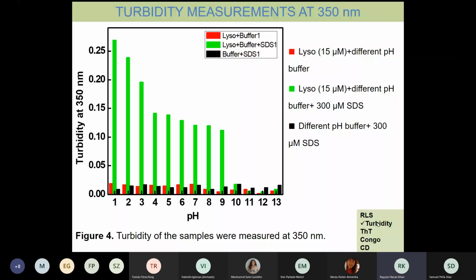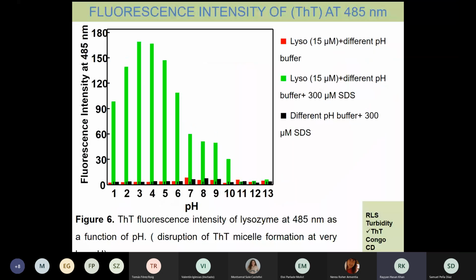Now this is another experiment done with respect to ThT binding. As expected, we should get maximum ThT binding at pH 1, but we were not getting it. The reason is that ThT micelles get disturbed at very low pH, and that limits the maximum ThT binding, because some dyes are sensitive towards pH. It's a similar case for Congo red also.